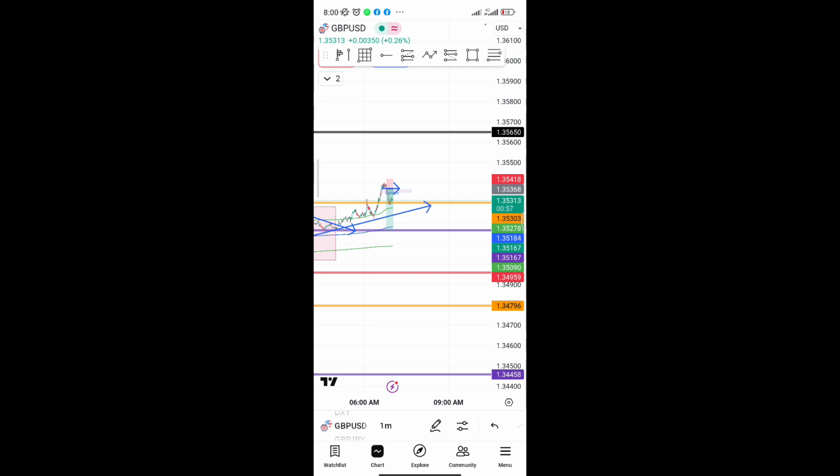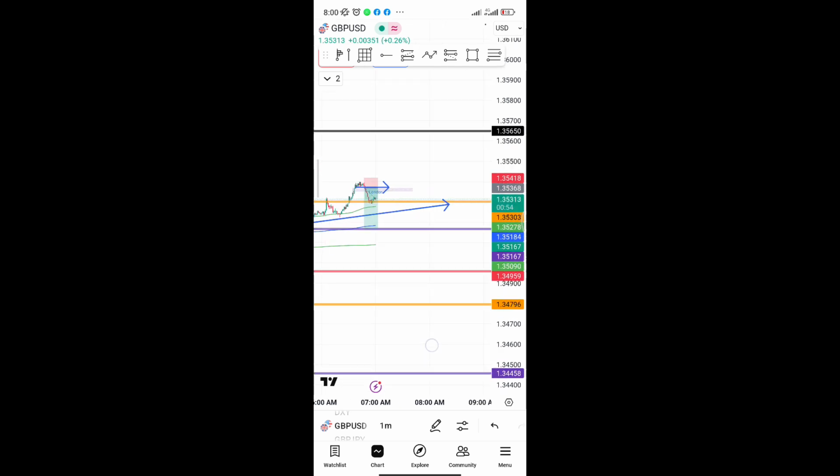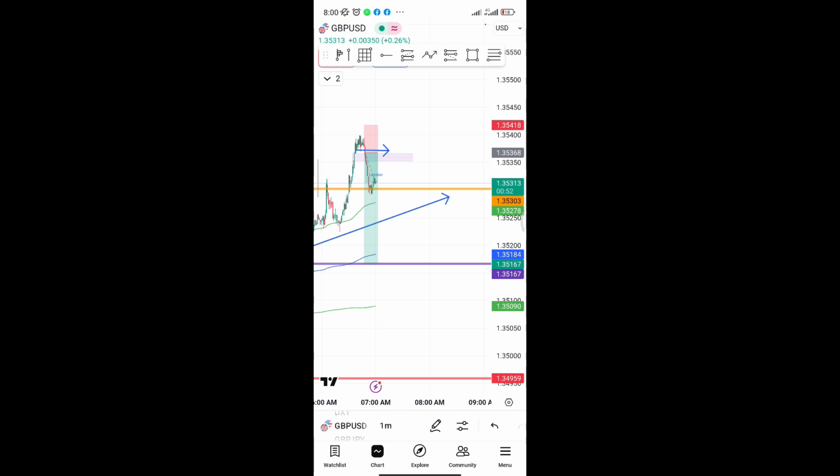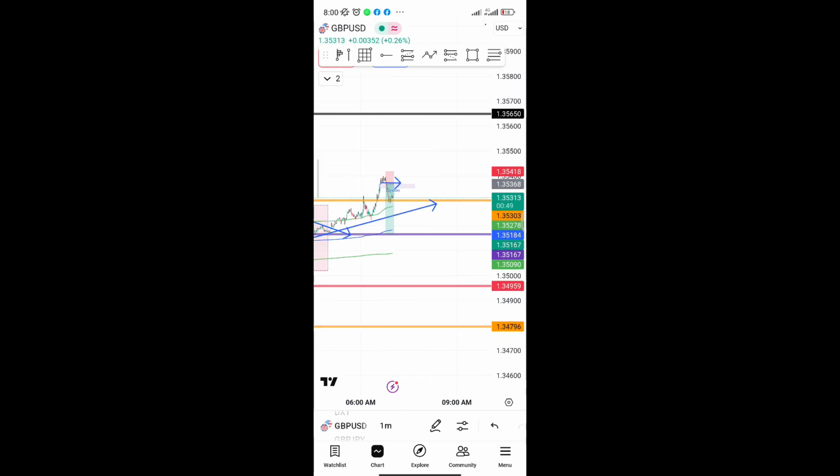Now we are entering London session, and look at how price will retrace a bit. Okay, and then bazooka to the ground.